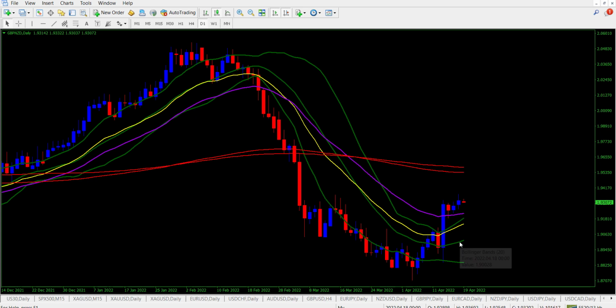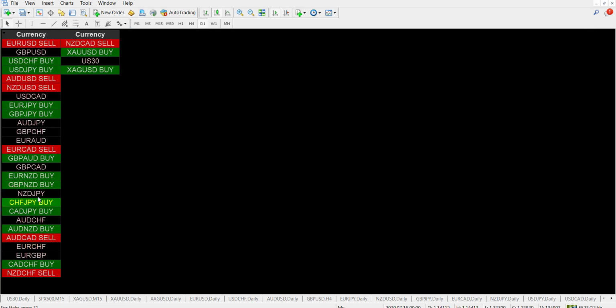Next is Pound New Zealand. Same goes with Pound New Zealand as well. The overall trend is down. All the moving averages are pointing towards the downside, so I will just ignore this pair.